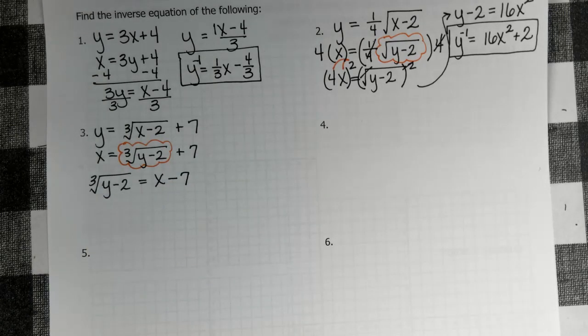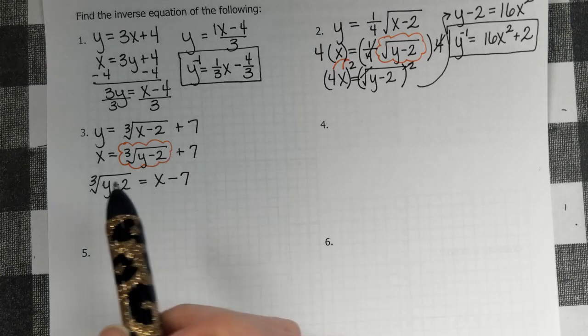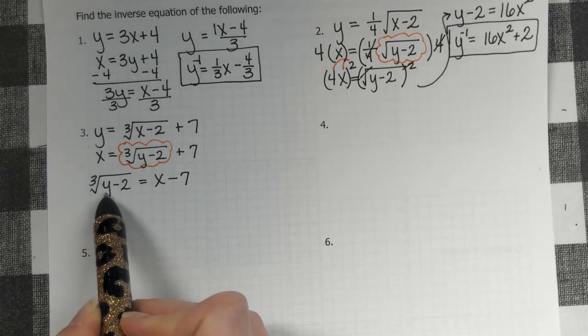Does it matter where you write x minus 7 first? No, you can leave it as x minus 7 equals the cube root of y minus 2. I just know my y ends up on the left at the end, so as soon as I start writing it that way, that's whatever. But it doesn't matter. So from here, how am I going to get the y?